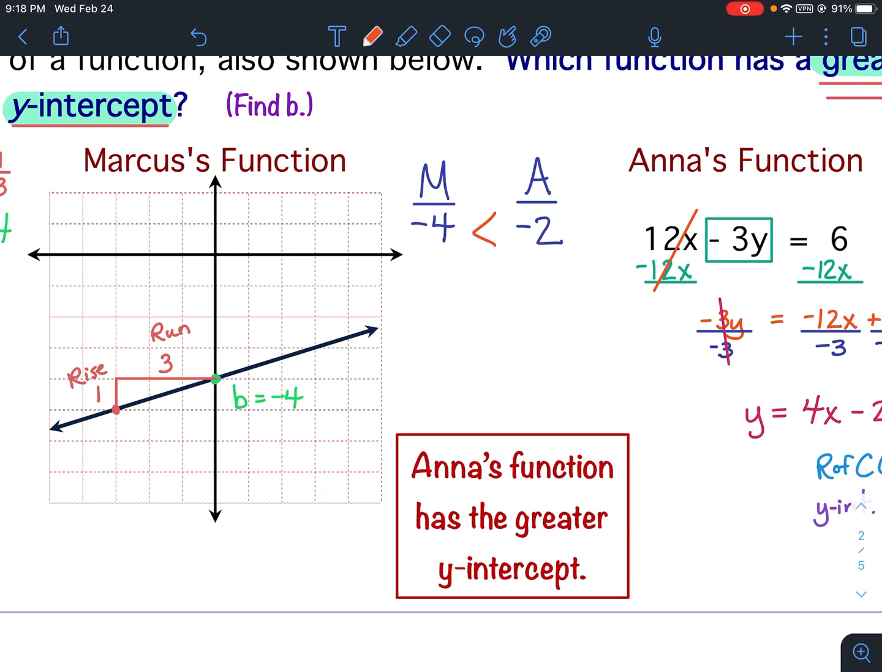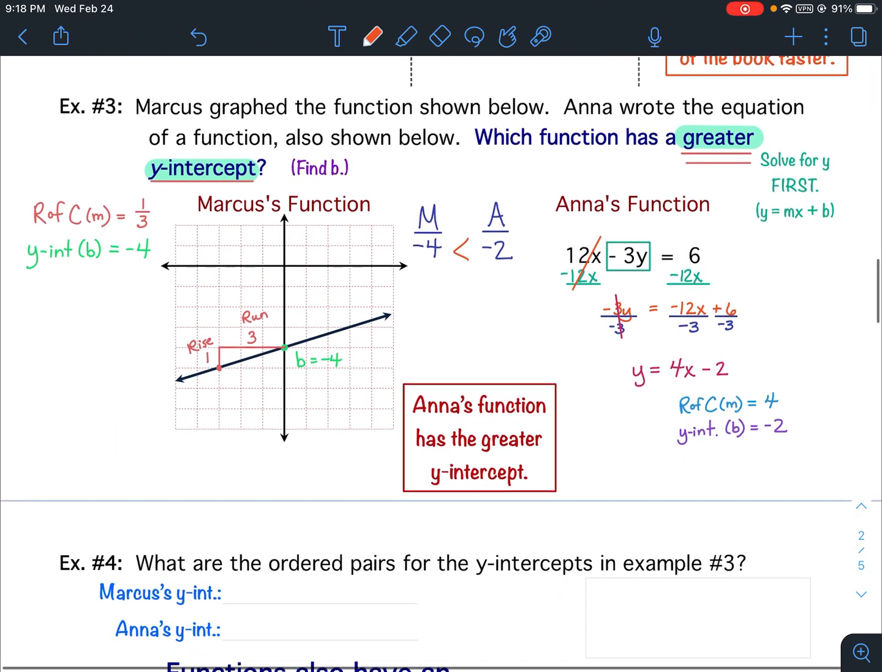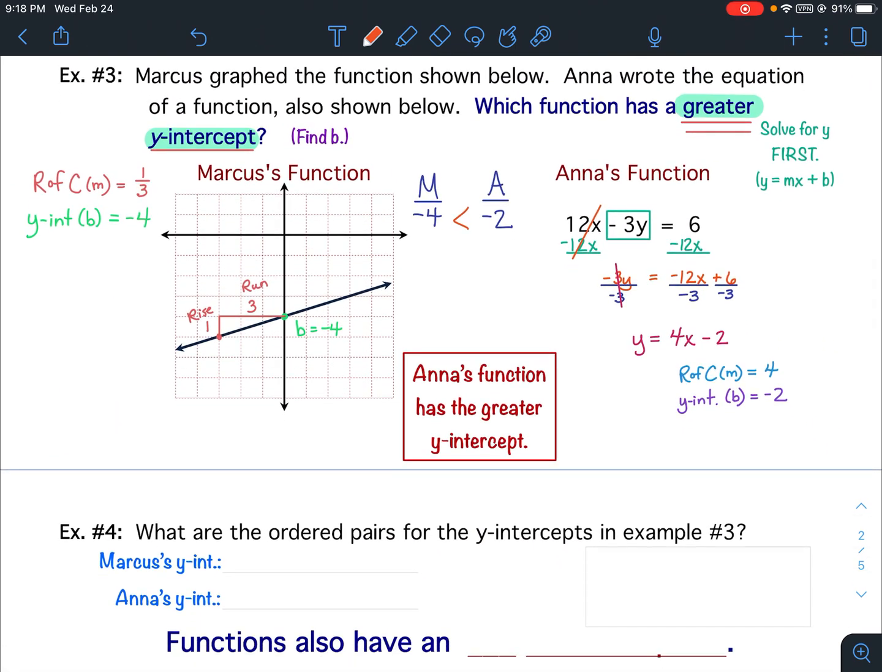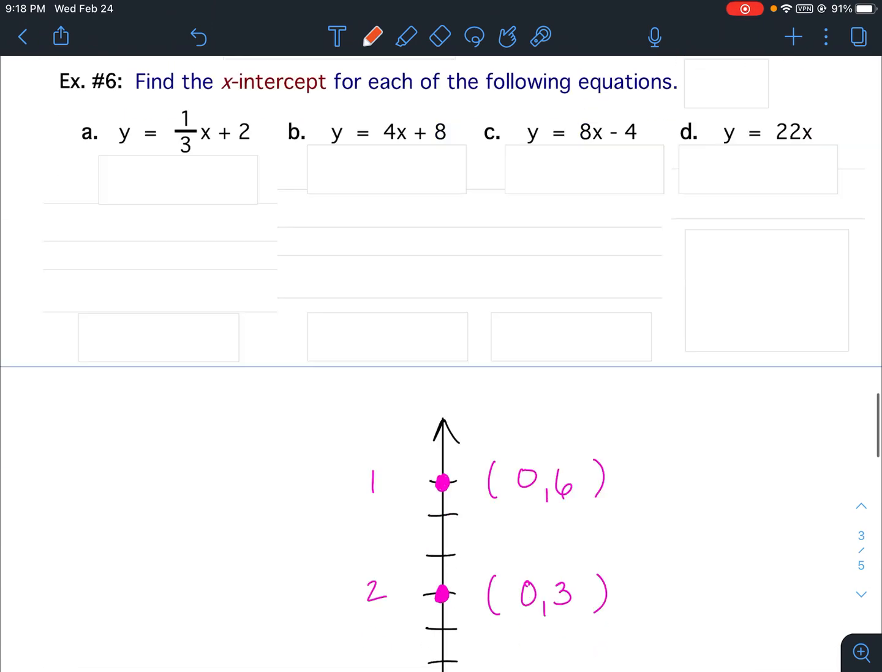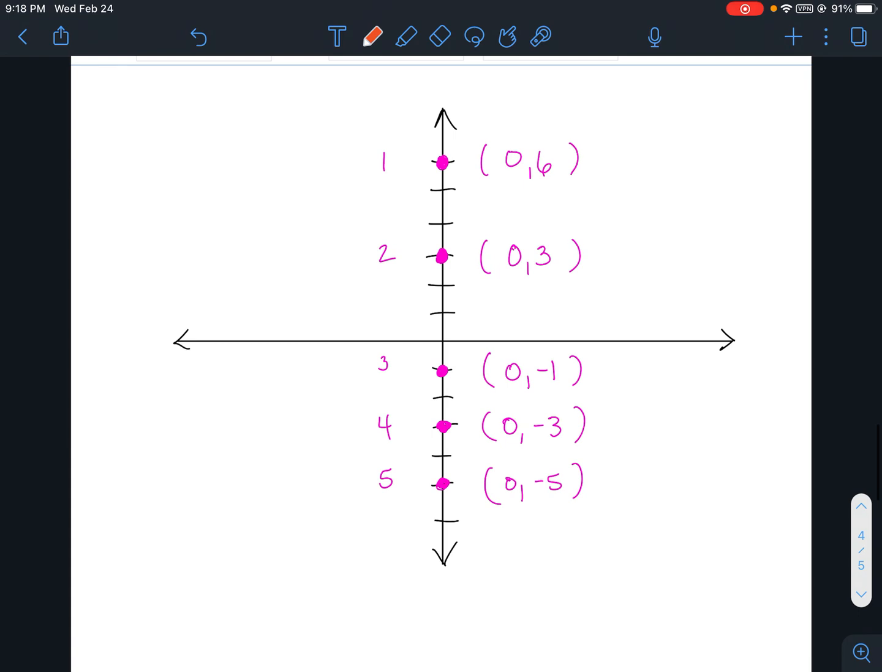All right. Now, we're going to go ahead and answer example 4 while we're at it, because example 4 says, what are the ordered pairs for the y-intercepts in example number 3? What are the ordered pairs? Well, if you remember, for the y-intercepts, you don't have to write this down, I just want you to look. I wrote down 5 different points here, and I wrote down they're all y-intercepts, and I wrote down their ordered pairs. Notice what they all have in common.